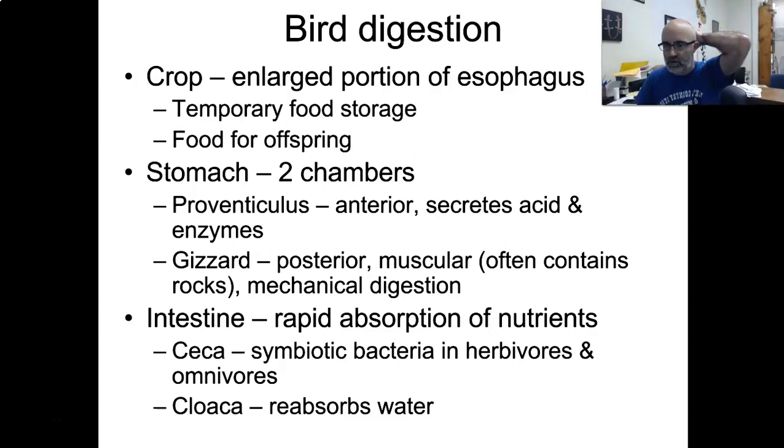The stomach, basically, the first chamber is chemical digestion, and then the second chamber is more mechanical. So the proventriculus produces enzymes and acid, and then the gizzard smashes up that food with the enzymes and acid and accomplishes mechanical digestion. So it's basically like chewing, and a lot of times birds will swallow rocks. I don't know if you've ever had chickens. They have to have a little poultry grit.